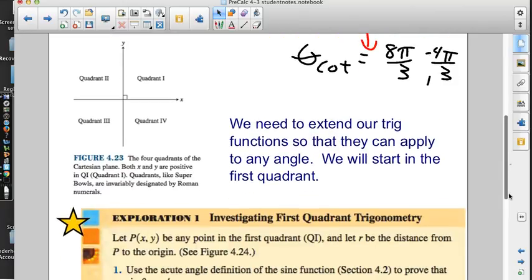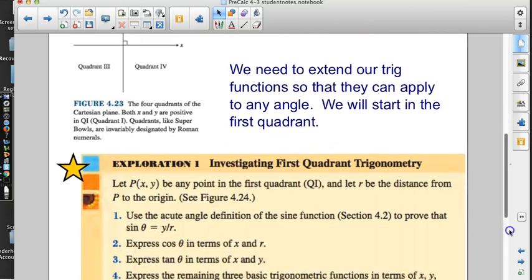Now, like it says, we need to extend our trig functions so they apply to any angle. And we start in the first quadrant because everything is positive in the first quadrant. And the quadrants are counterclockwise, just like the angles. So quadrant 1, 2, 3, and 4. And you do need to use Roman numerals for those. And that's because historically Roman numerals have always been used. Math is big on history, so we try to keep that. So like it says, of the 4 quadrants, both x and y are positive in quadrant 1. We would love to work there whenever we can. But quadrants, like it says, like Super Bowls, are invariably designated by Roman numerals. So we always use Roman numerals for those quadrants.